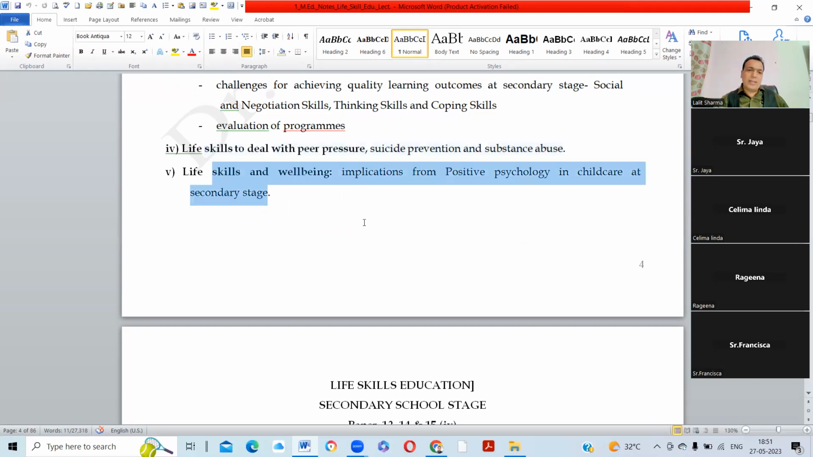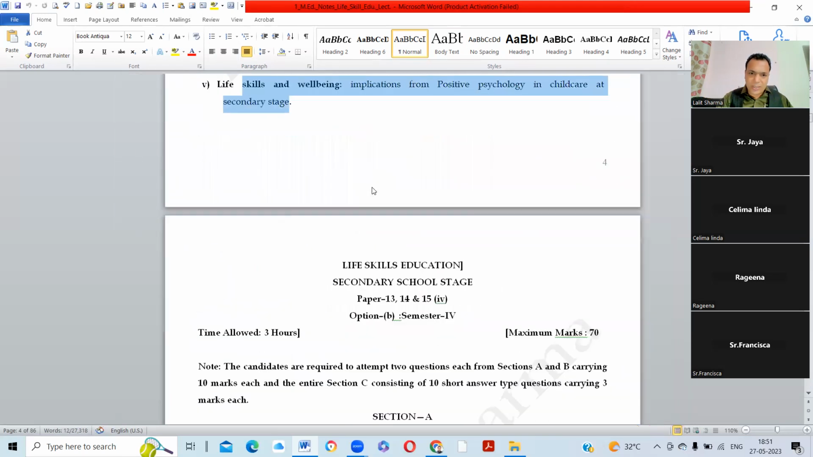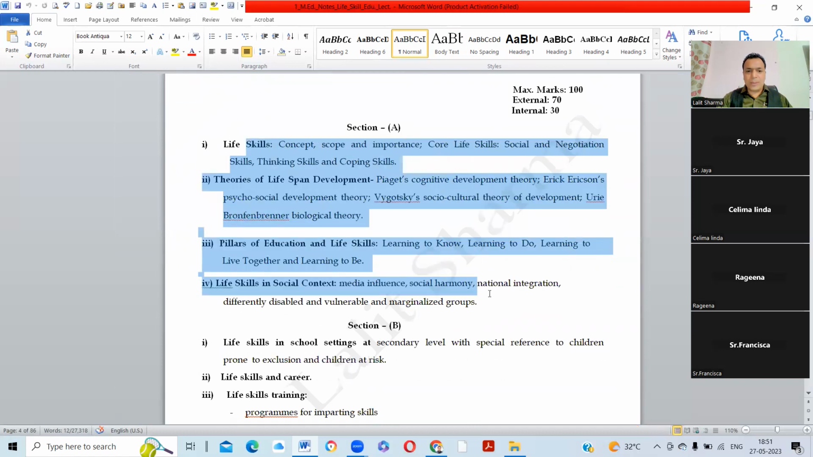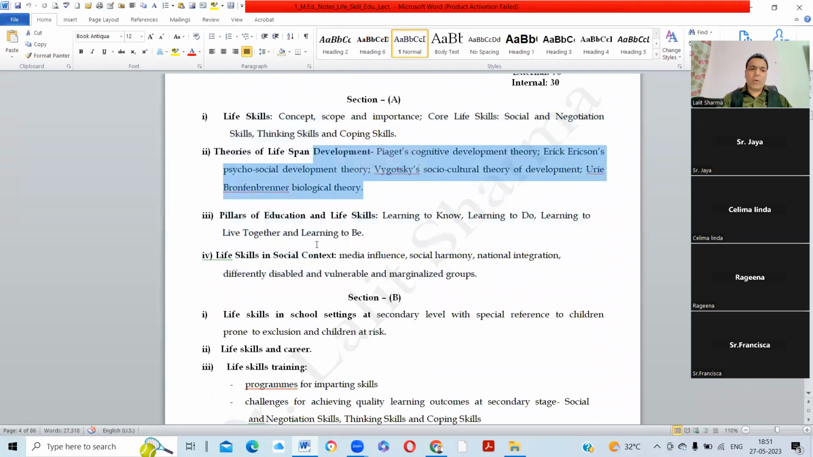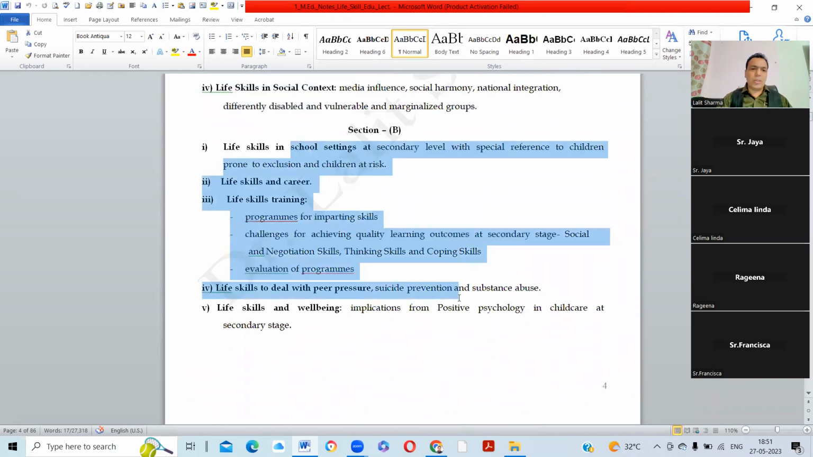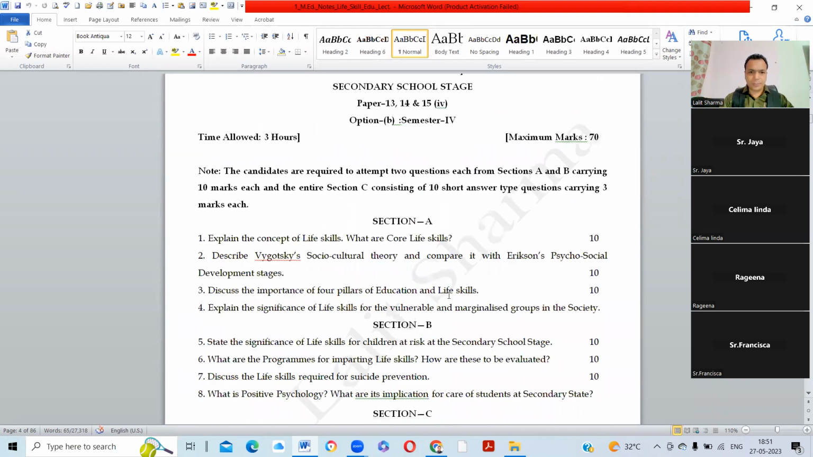Then life skills and well-being. Basically there are two easy sections. Under Section A, it is talking about all the life skills, core life skills, social skills, thinking skills, coping skills. Then there are three theories, four pillars of education, and under Section B, it is talking about life skills in the school settings at the secondary stage. Okay, so this is our syllabus. Nothing else. Very easy syllabus.